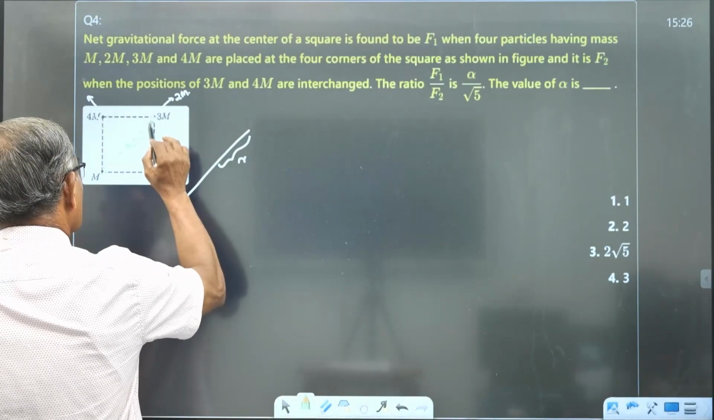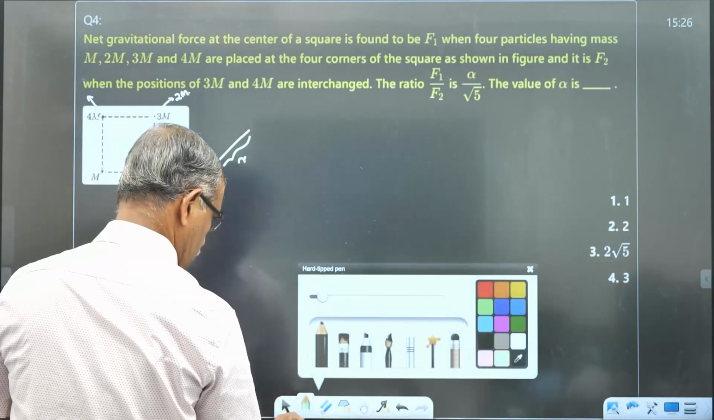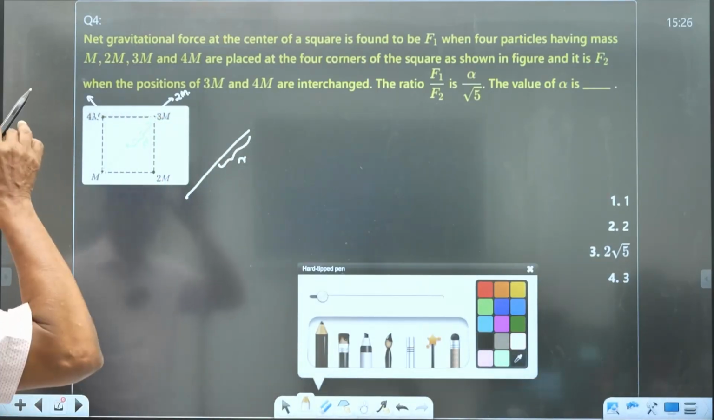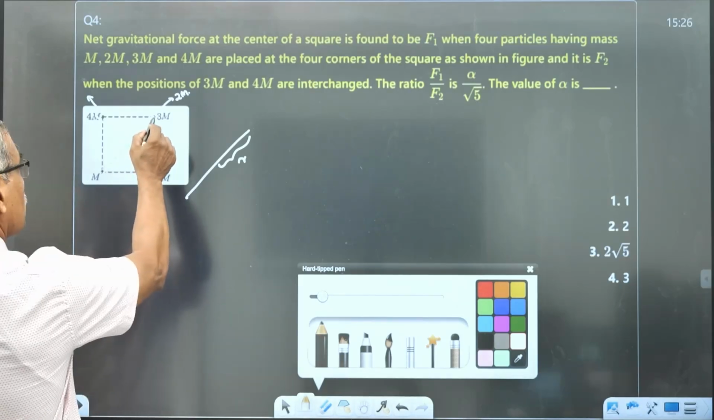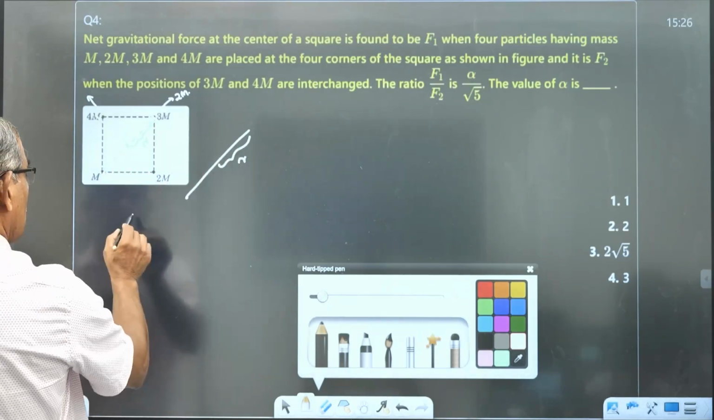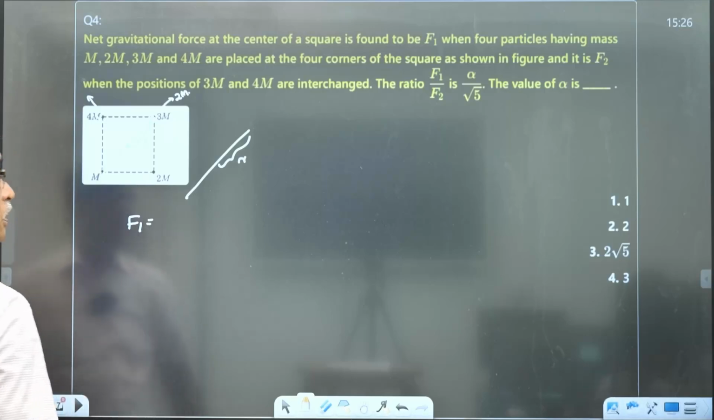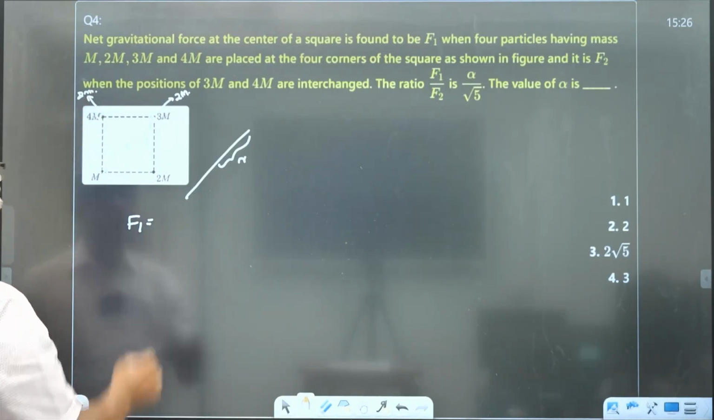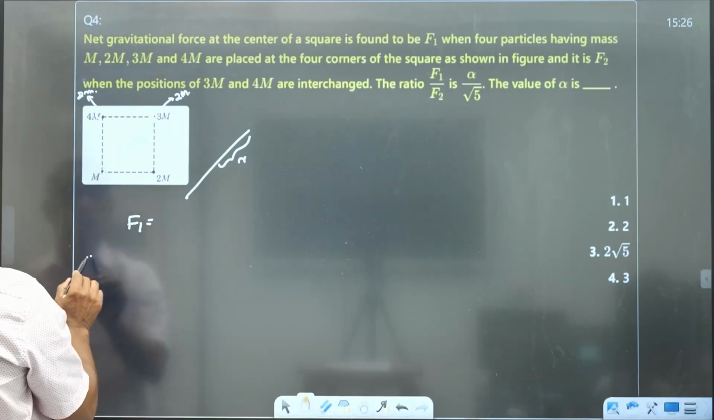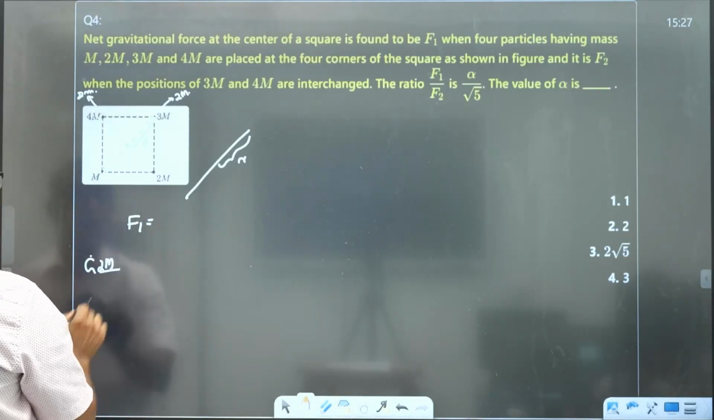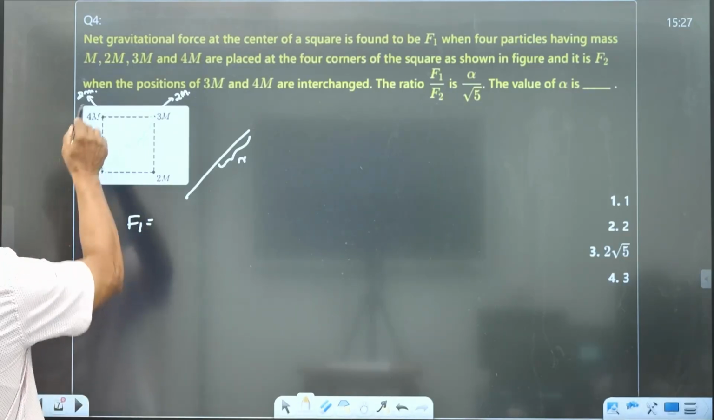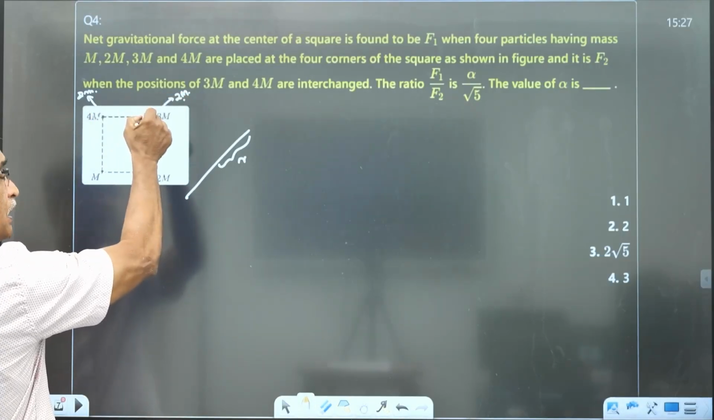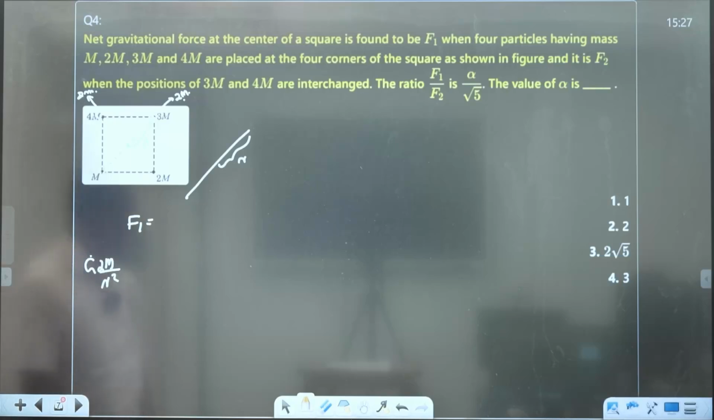Here this is r. Then the net force here is F1. These two forces are identical because of 2m. And therefore the force due to 2m is G 2m by r square. Here also G 2m by r square. The angle is 90 degrees, and therefore the resultant is equal to root 2.